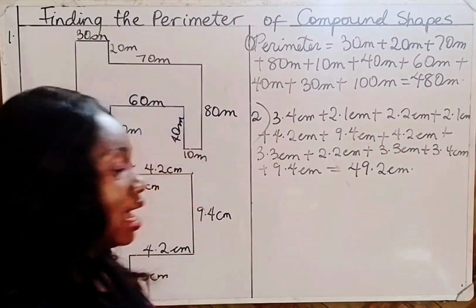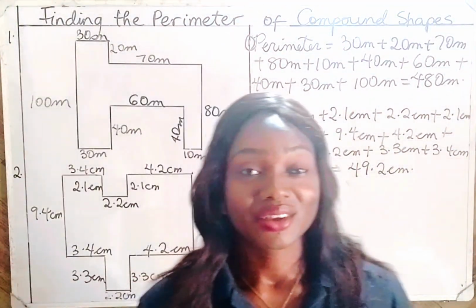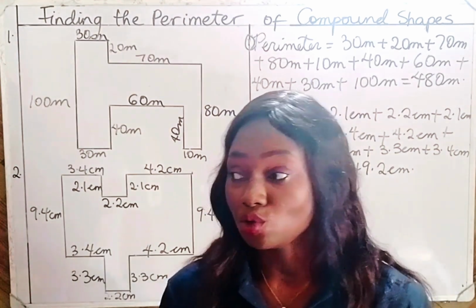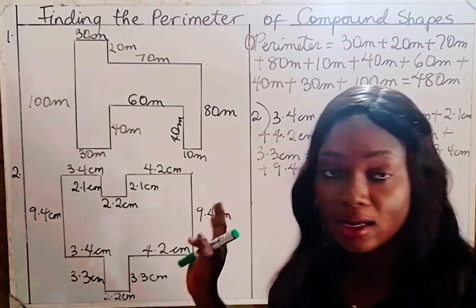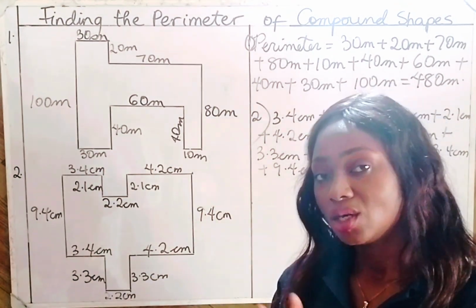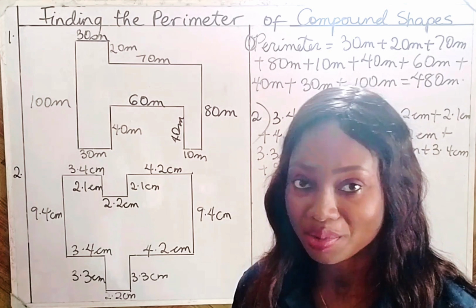Good. And that's the end of the questions for today. I hope you understand something. You got something from the work that we did today, right? Calculation of perimeters of compound shapes.